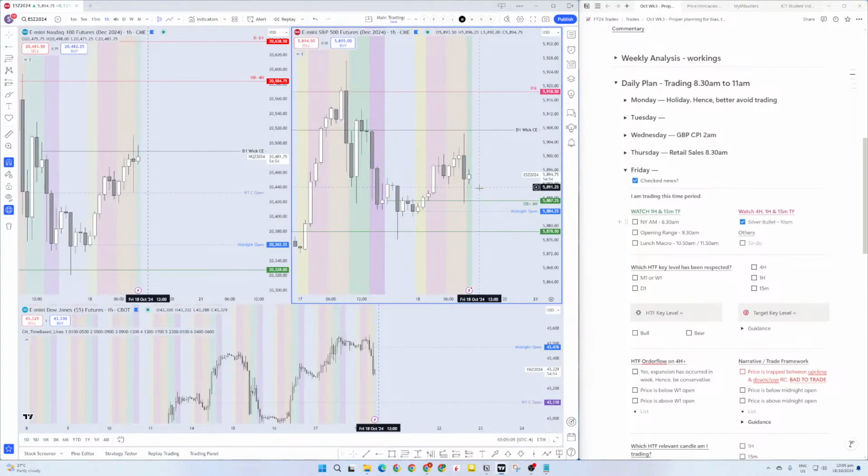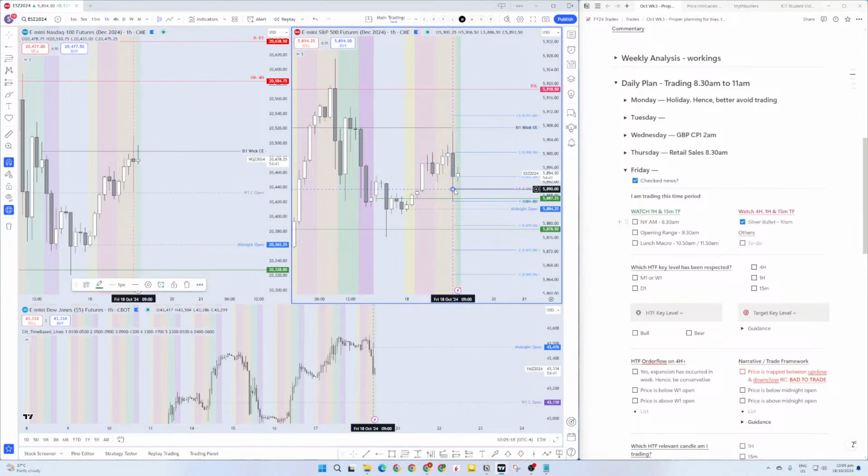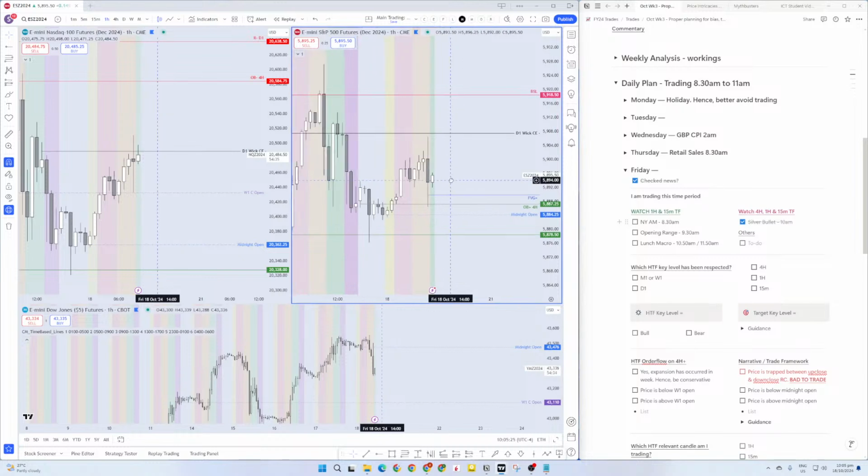Okay, so now this week kind of makes sense. Yeah, I would consider drawing this out, and then you see this 5890. Yeah, this is a level that is interesting, that can be useful. Not guaranteed, but can be useful.